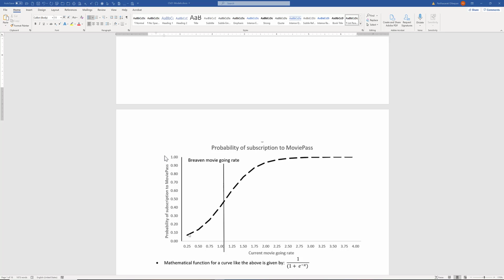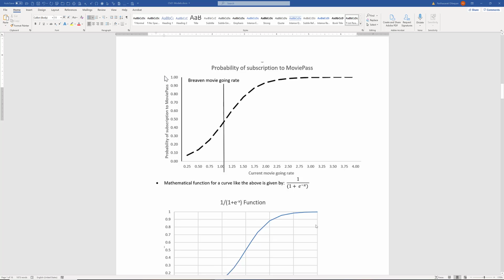So it starts off somewhere around here and slowly increases as the movie going rate comes closer to the break-even rate, and after that it should increase steadily, and after some point it should reach very close to 1, which means near certainty that they will buy a subscription. So what kind of mathematical formulation will give you a shape like this for probability? The mathematical function that will give you a curve like this is 1 over 1 plus e to the power of minus x.